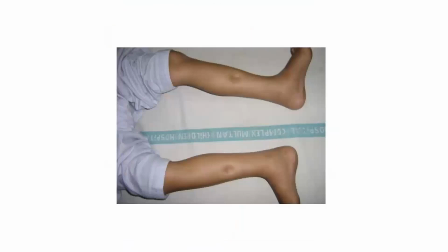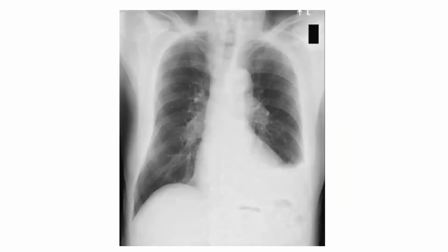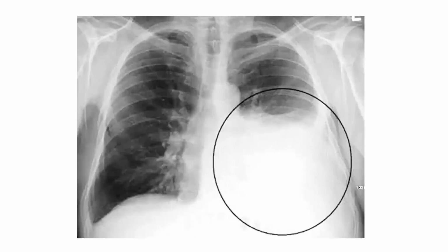Pitting edema of feet, you have to apply pressure on the shin for 1 minute and you get the pit. And this is the classical feature of nephrotic syndrome. Pitting edema, scrotal edema, pleural effusion. You can see a small amount of fluid in the pleural cavity. Massive pleural effusion.